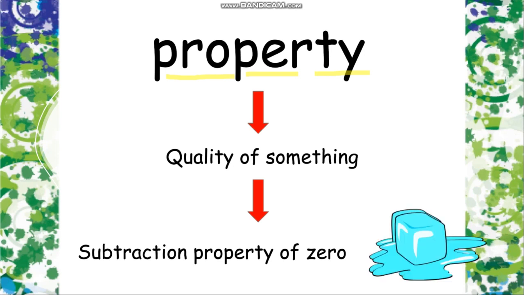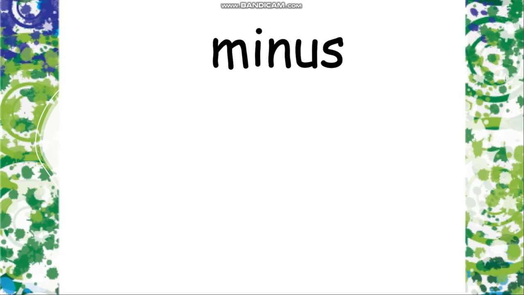And another example, ice दिख रहा है. What is the property of ice? Can you tell me? It is cold and it melts. Okay, so this property is not going to change. Now, let us see the next word, minus.